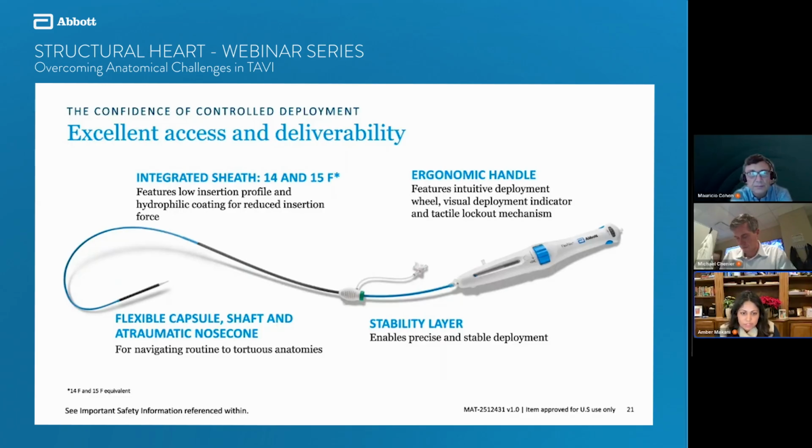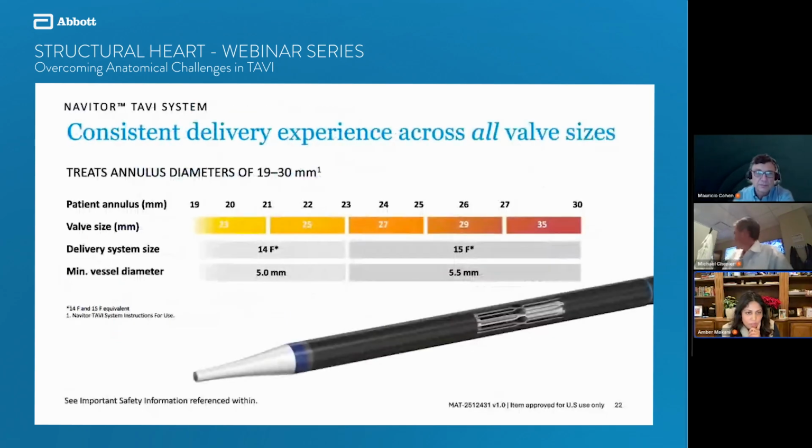You've got this stability layer that allows for precise deployment. I think that's really useful with both traditional femoral access as well as alternative access. And it's got the integrated sheath, which is low profile, for when you're going through traditional femoral access. We'll look at the next slide. It truly is one of the lowest profile that you're going to find in the market.